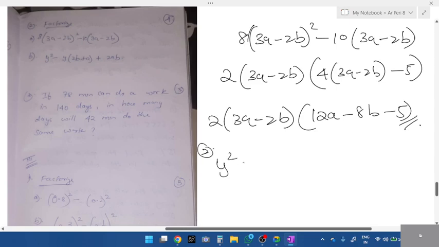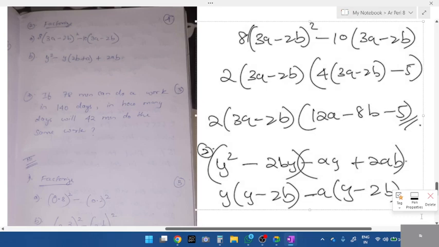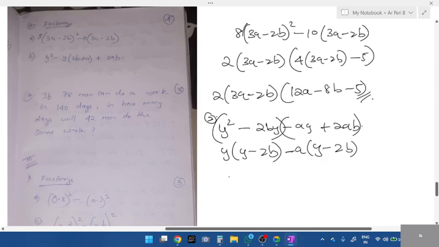Second question. y square, open the bracket, I'll write it directly. 2by minus ay plus 2ab. What is common in the first bracket, students? y is common. y minus 2b. Second, sign is minus, a is common. You get y minus 2b. Yeah, just check all of you. y minus 2b into y minus a.